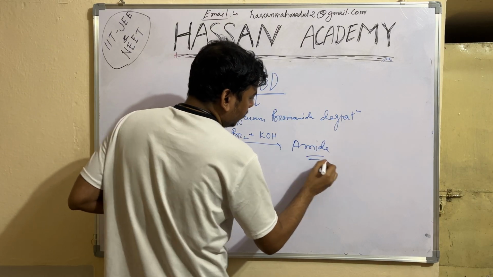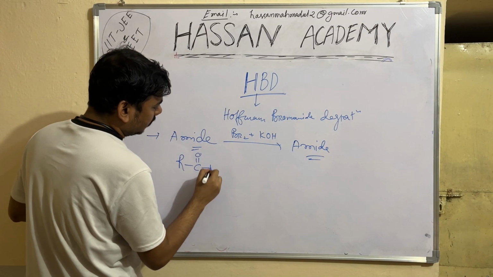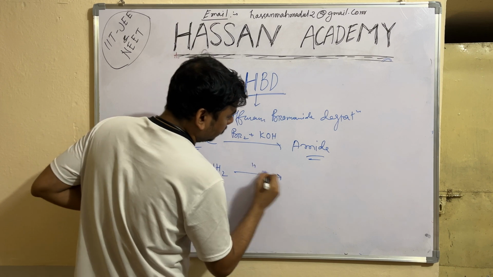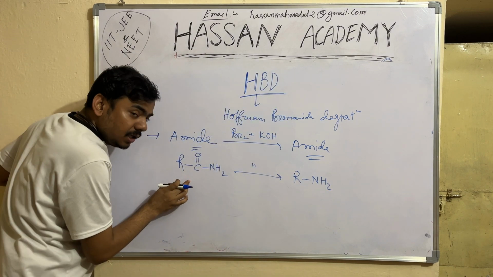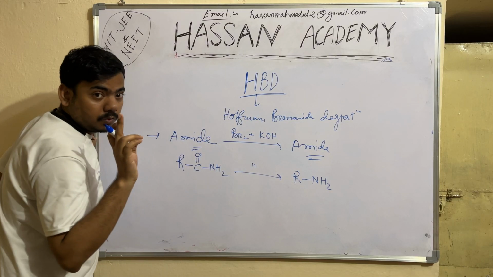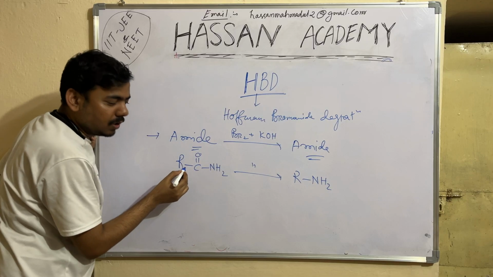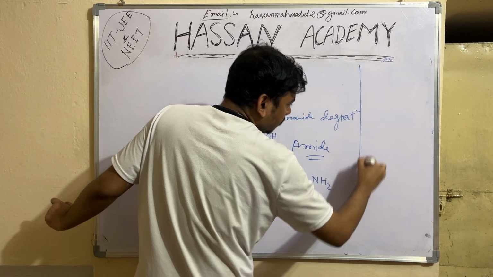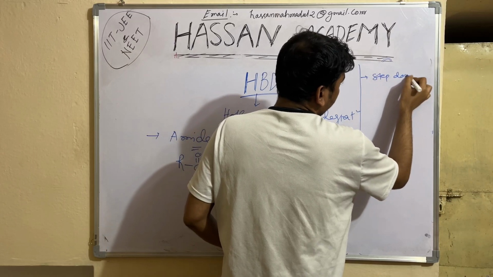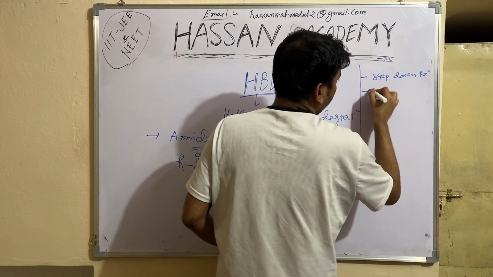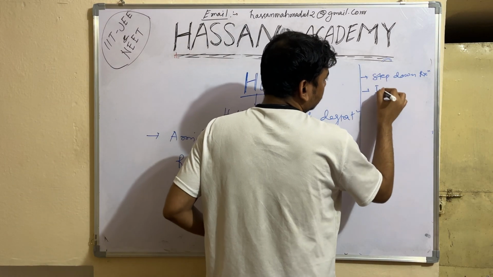First of all, the amide is going to convert to amine. What is amide? RCONH2. And you will get RNH2, amine. So primary amide is going to convert to primary amine, that you have to remember. Once amide converts to amine, you can see this carbon is gone. One carbon is gone means it is a step down reaction. Then from the same molecule you are going to get amine, so it is an intramolecular rearrangement.